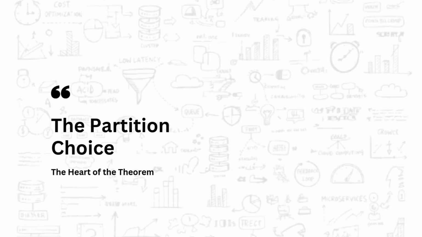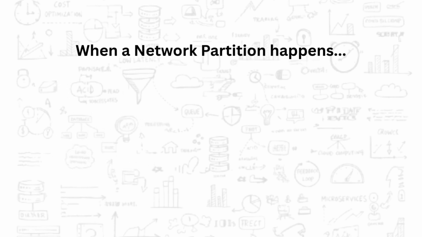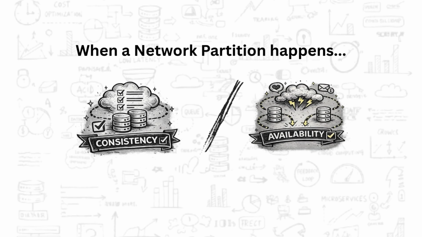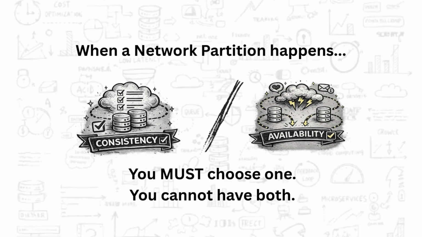Okay, so here it is. This is the absolute heart of the theorem. What happens when P, the network partition, actually happens? Because it will. This is where the system is forced to make a really tough choice. And the core of the CAP theorem is this. When a partition happens, you cannot have both consistency and availability. It's impossible. You have to pick one. You are forced to sacrifice one to keep the other.